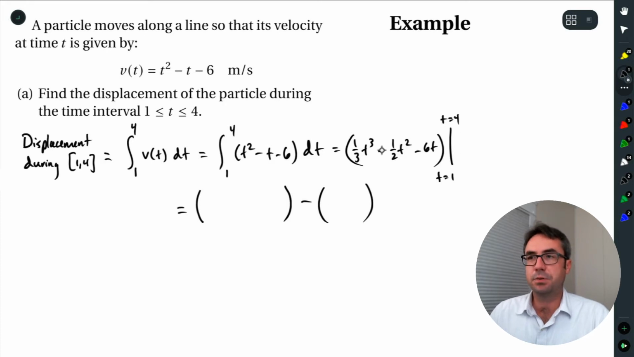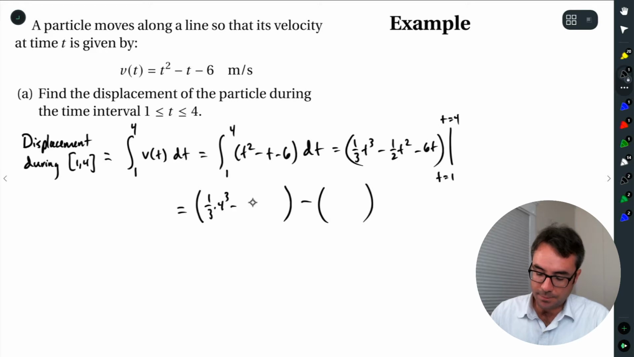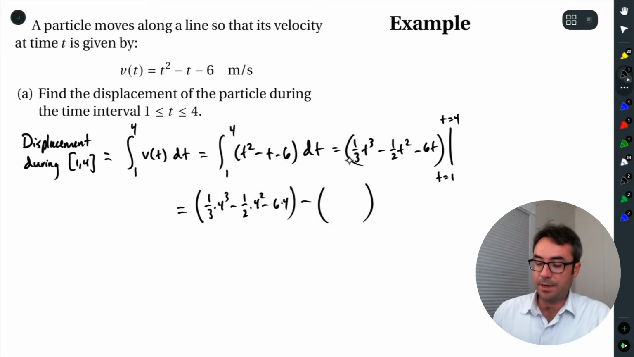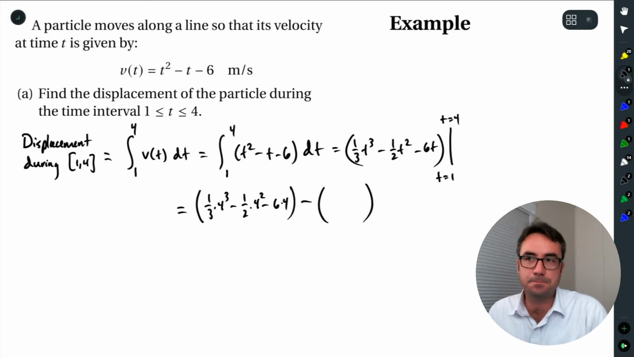So let's take 4 and plug it in. What do we get? 1/3 times 4 cubed minus 1/2 times 4 squared minus 6 times 4. All right, that's what we get when we plug the top number in. Then we plug 1, the bottom number, into our antiderivative. Sometimes it's helpful to simplify a little as you go.